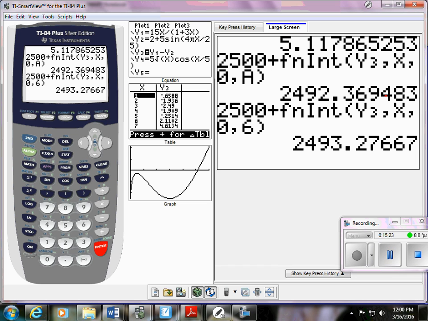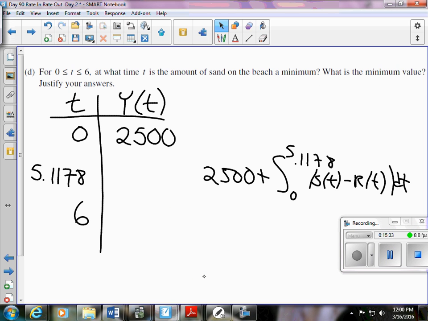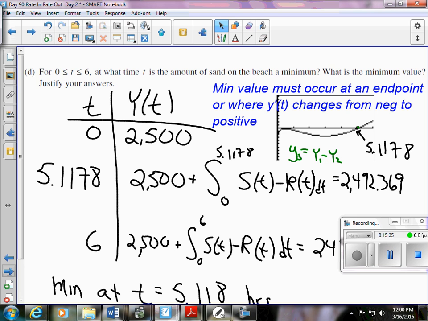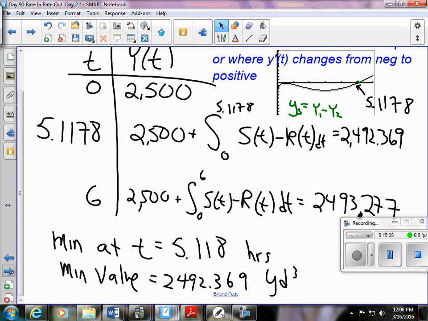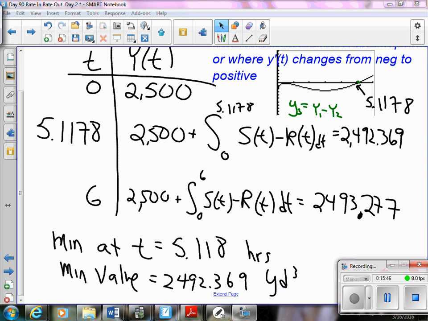Always to 3 places after the decimal. I'm not going to remember that, let me just see. I think I put it here. So for that time here, it's 2,492.369. And then at 6, it was 2,493.277. So you're comparing the amount of sand at the beginning, at the end, and where there was a relative min.